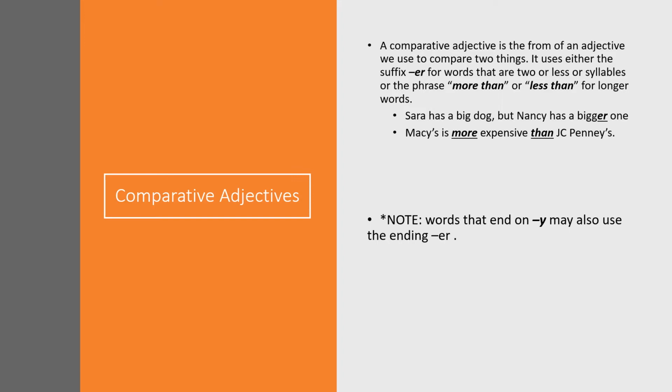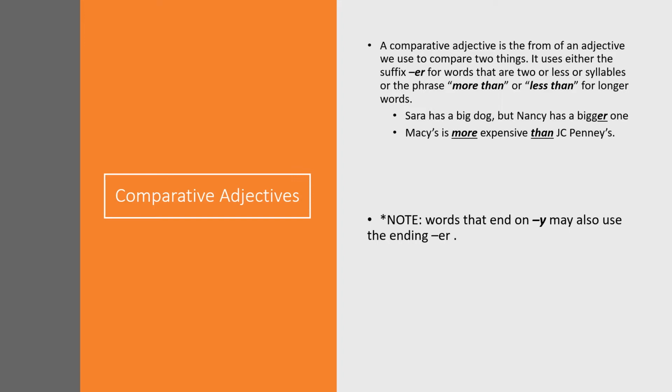So here in the examples, Sarah has a big dog. So we see that this dog is big, but then Nancy has a bigger dog. That means the size is significantly larger. Again, using a comparative, right? So we have something big, and then we have something bigger. Again, in bad English, we would say more big.